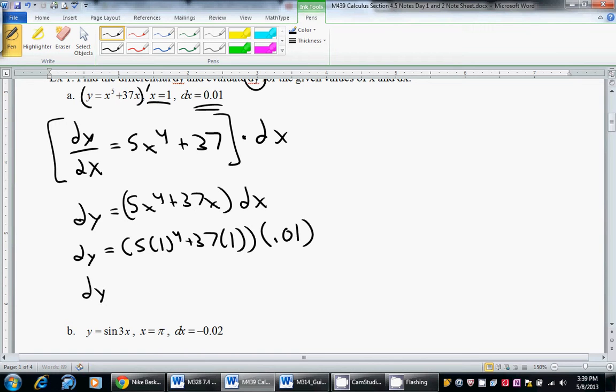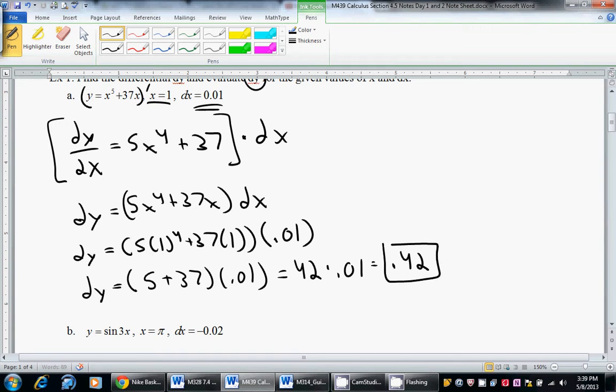So dy is going to equal 5 times 1 to the fourth is just 5, 37 times 1 is 37, times 0.01 is the same thing as 42 times 0.01, and anything times 0.01 means I can just move the decimal place over left 2 units, so this is going to be 0.42. And that is dy.